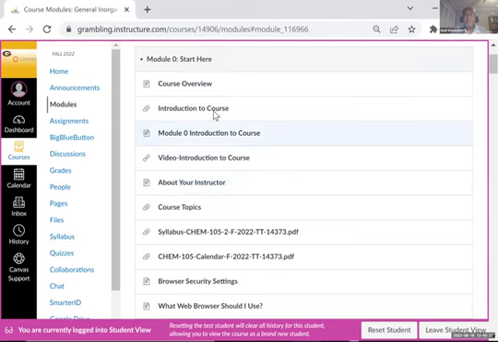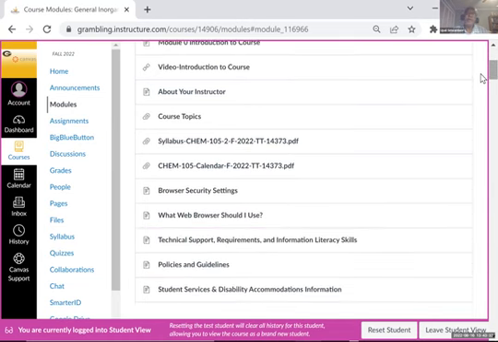Now you can see course overview, introduction to course. You have to go through each one of them and try to gather more information. So here's the most important thing. There's a course syllabus and course calendar. Do you see them now? Syllabus first and the calendar. Can you see them?